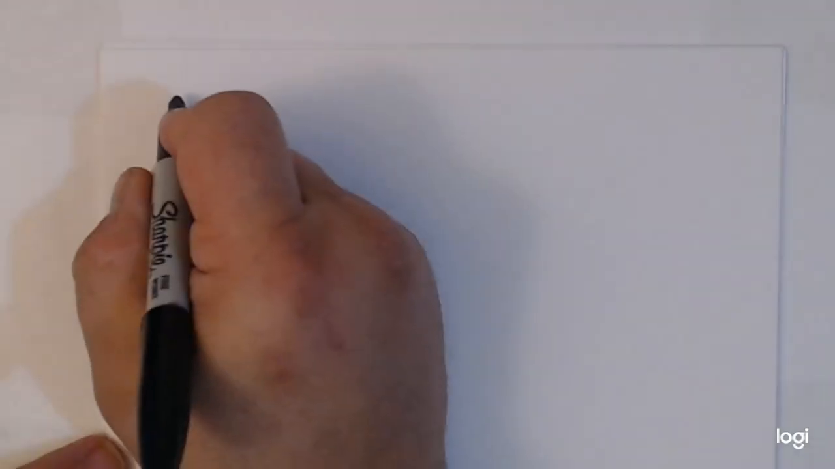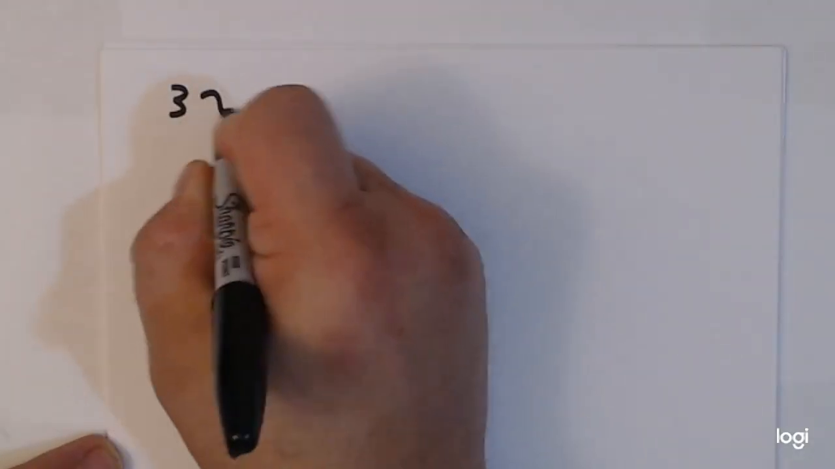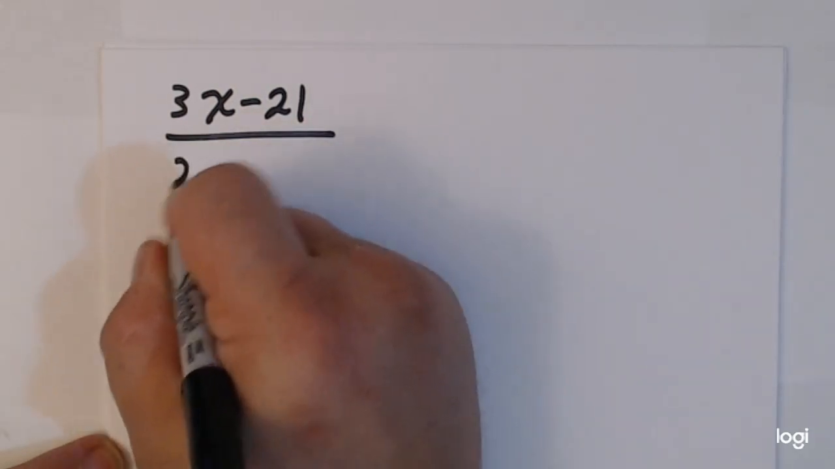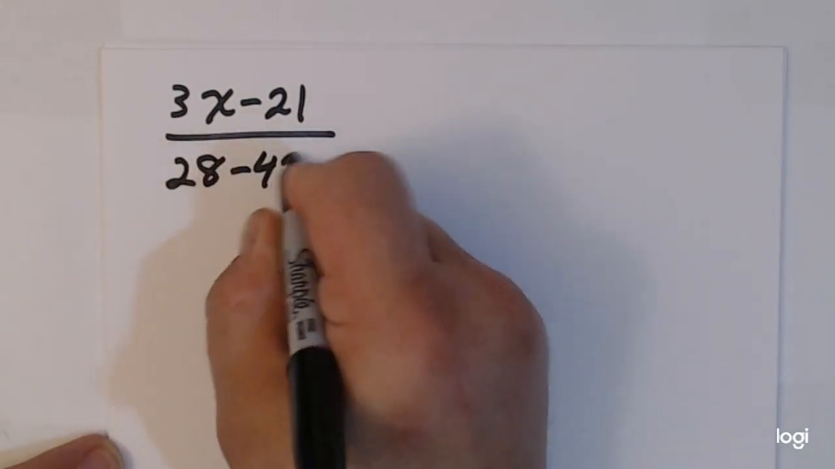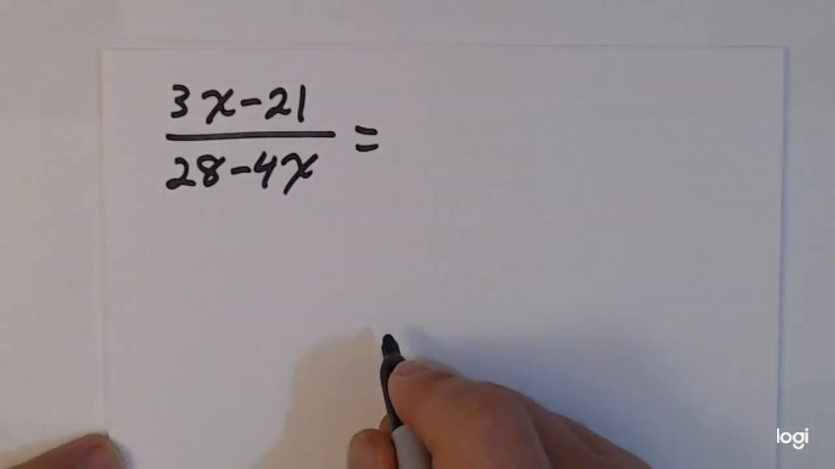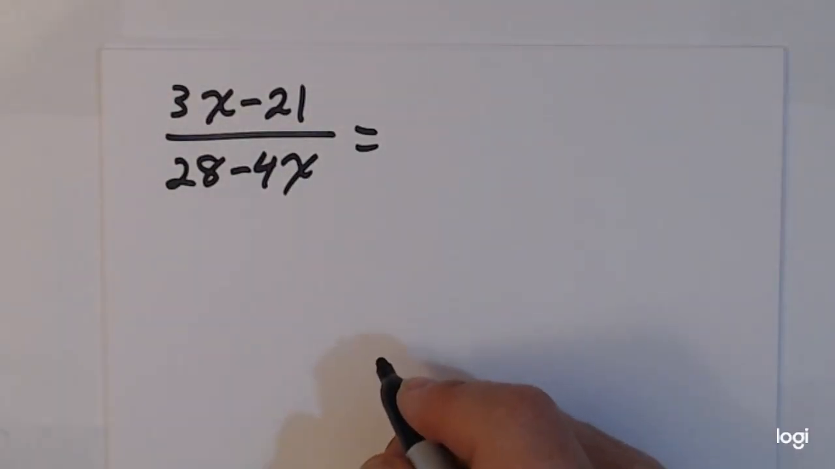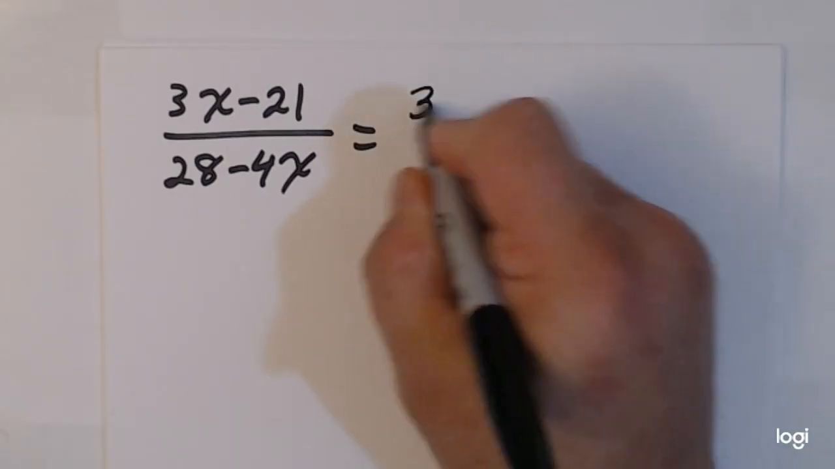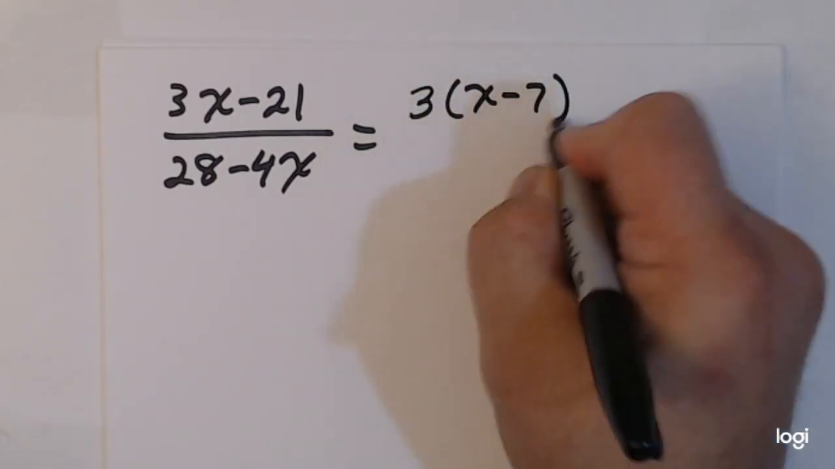Now let's see. Oh, how about this one? How about 3x minus 21 over 28 minus 4x? So we can factor out a 3, obviously, from the numerator, and we get 3 times x minus 7.